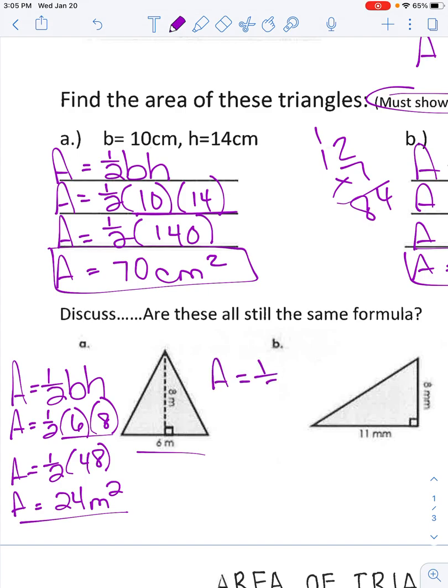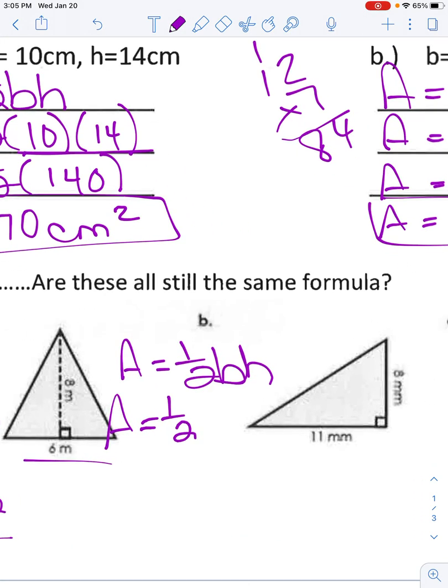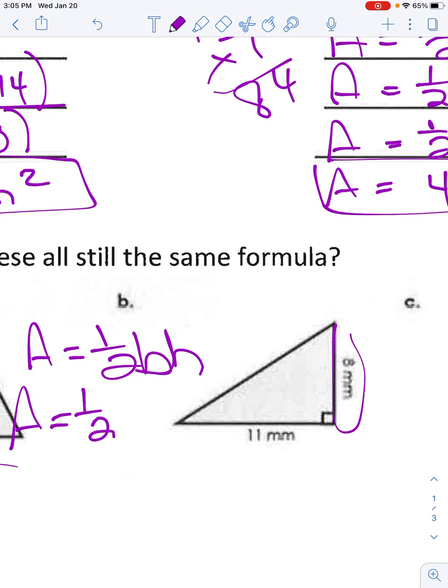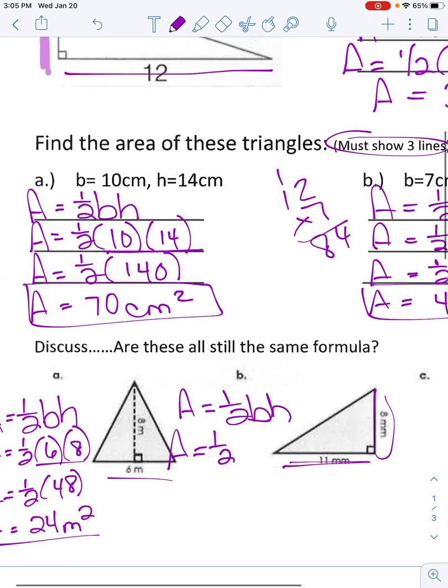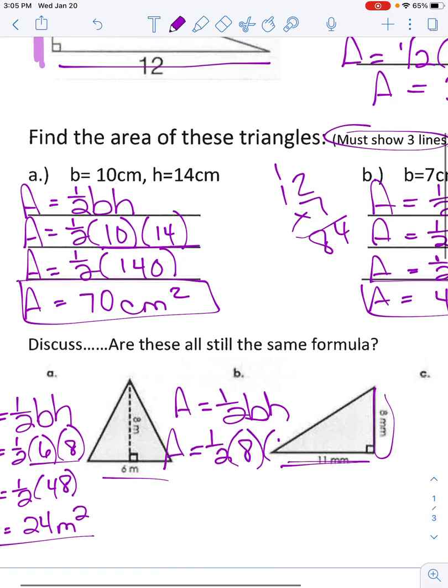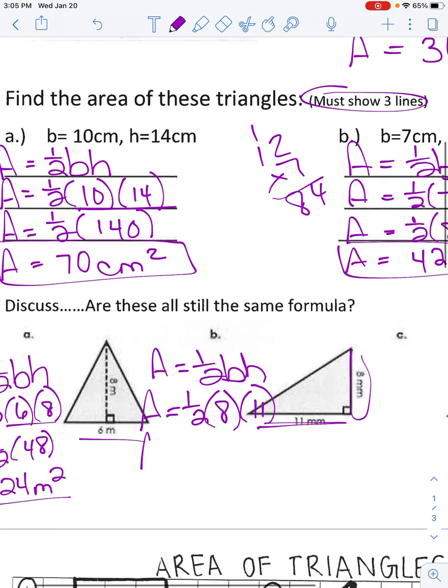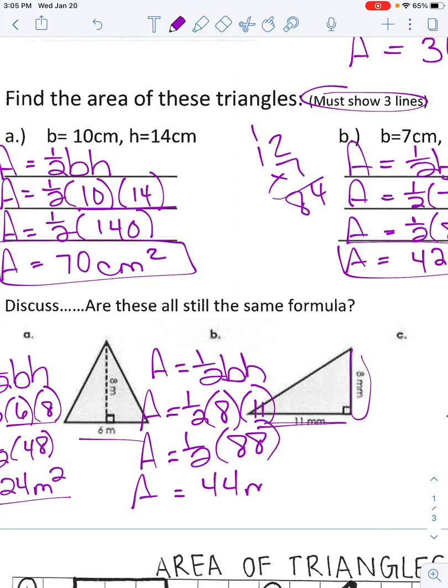B, still a triangle, 1/2 base times height. It's been kind of rotated on its side. The base is 8, the height is 11. Base times height would give me 88, and half of 88, or 88 divided by 2, would be 44 millimeters squared.